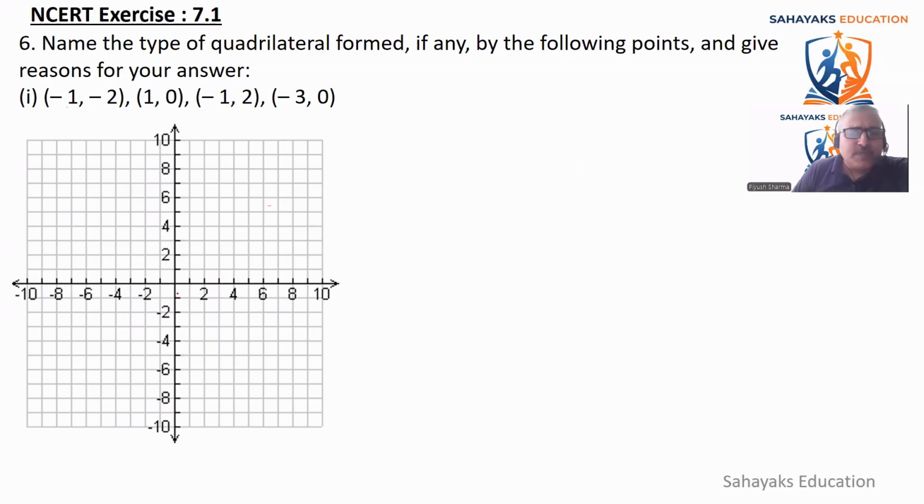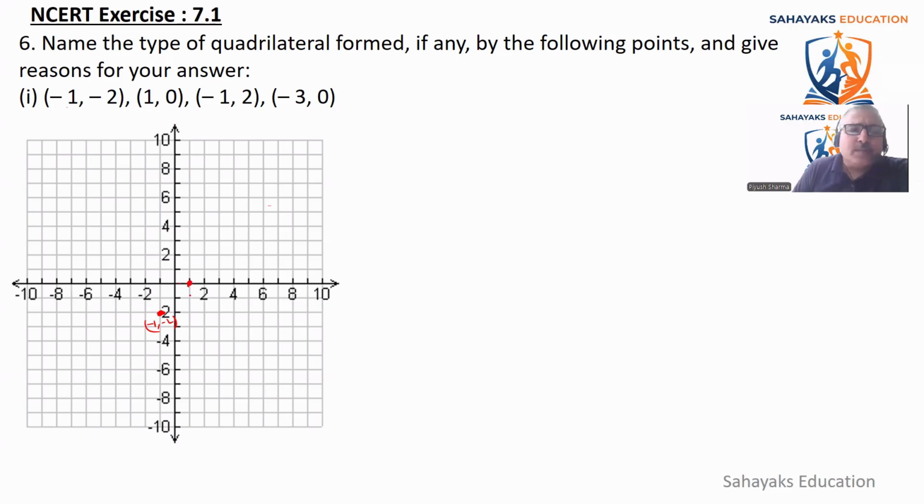So first point is -1, -2. So this is the point, -1, comma, -2. Then 1, 0. So this is the point.